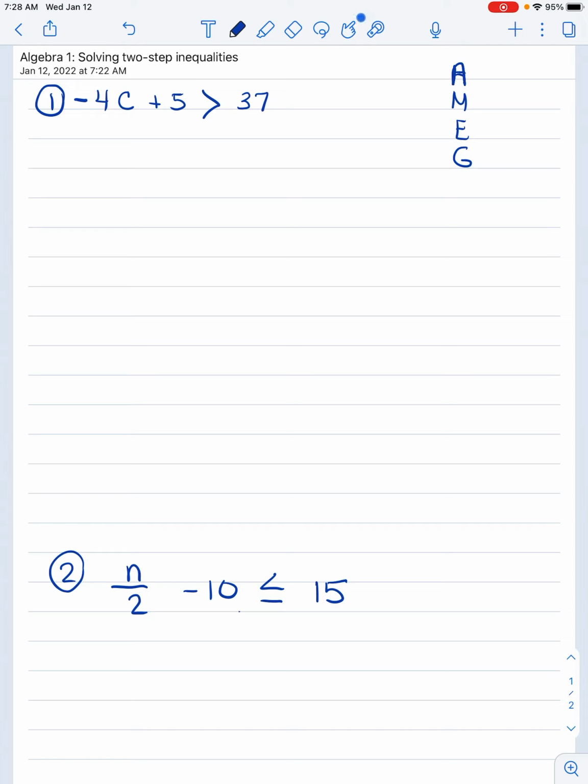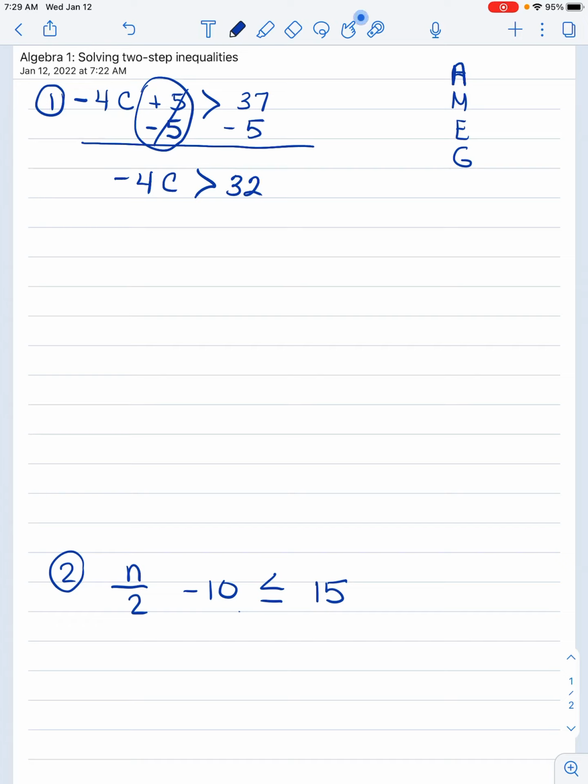So now I'm going to first look to see if there's any addition or subtraction that I can undo. And I see that I'm adding 5. Remember, our goal is to isolate the variable. So how am I going to undo the addition of 5? I'm going to subtract 5. What I do to one side, I have to do to the other side. Okay, and this cancels out, and I am left with negative 4c is greater than 32.